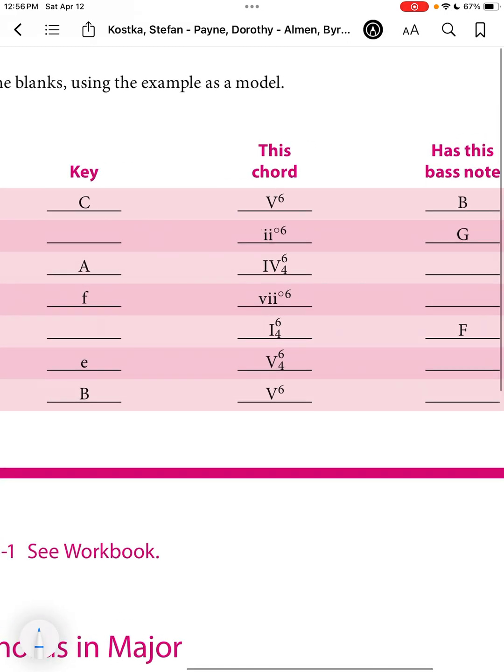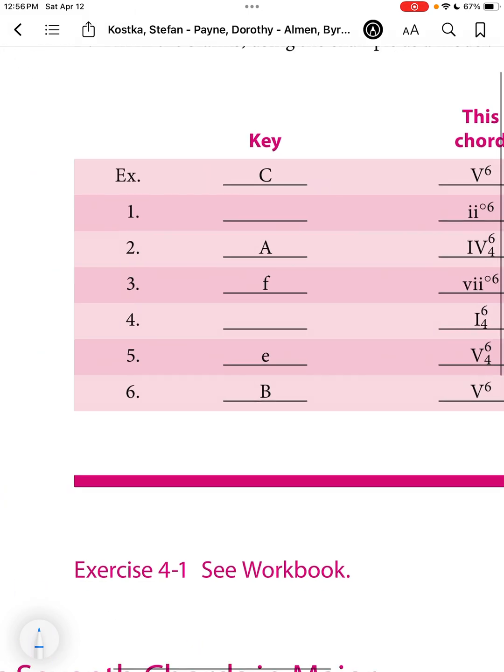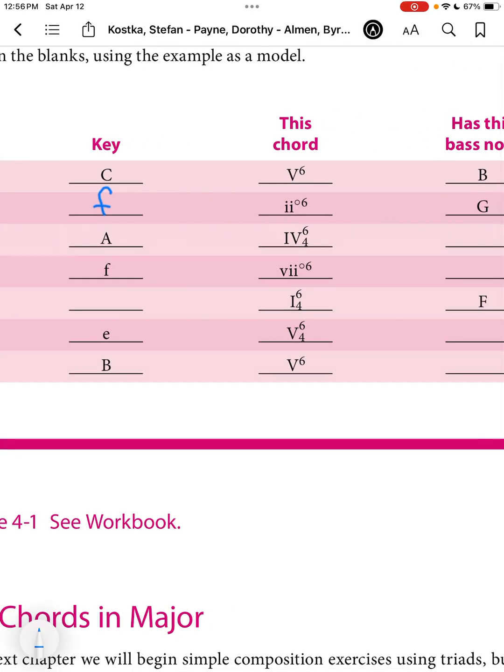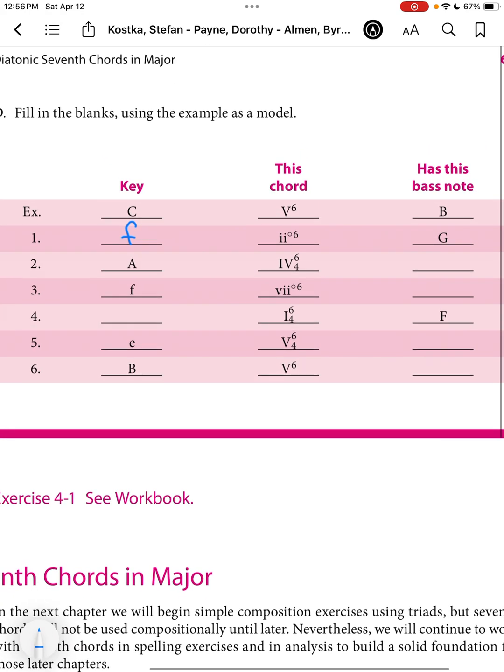So, 2 diminished 6 has the note of G. 2 diminished is F minor, F, G. Okay. For A, for the 4, 6, 4. Okay. This is going to be a very fun one. 4, 6, 4. Okay, so, okay.